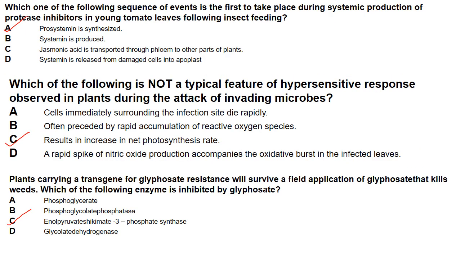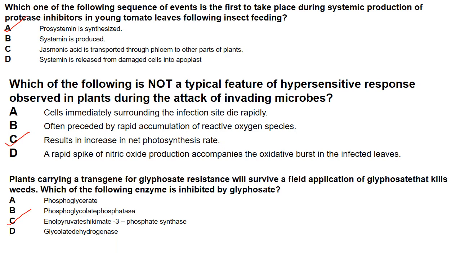Then next one. Which one of the following sequence of events is the first to take place during systemic production of protease inhibitors in the young tomato leaves following insect feeding? So protease inhibitors serve an integral role in plant defense against herbivory from insects or microorganisms. So in tomato, expression of proteinase inhibitor genes is triggered by a peptide hormone named systemin. Prosystemin is a pro-hormone of 200 amino acid residues which releases a bioactive peptide of 18 amino acids called systemin. This signaling peptide is involved in the activation of defense genes.